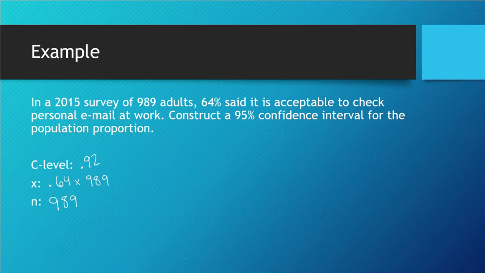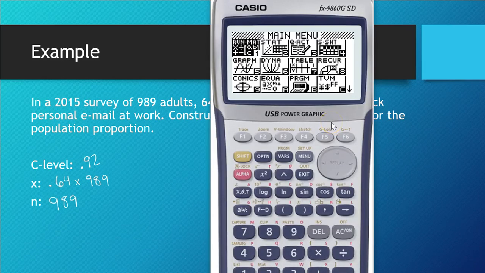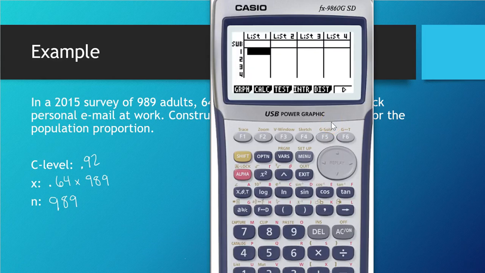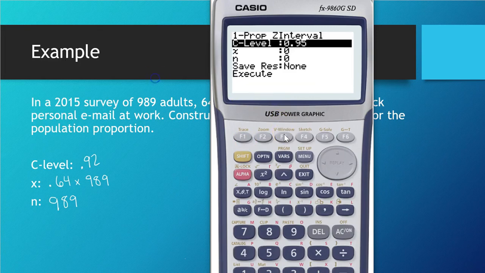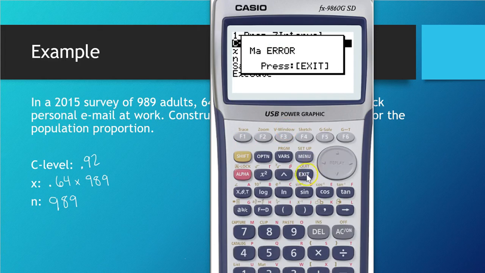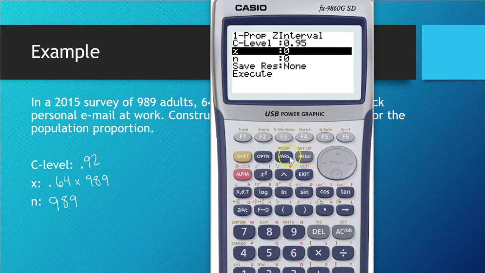So let's grab our calculator. All right, so just like before, we're in menu and stat. Okay, we want interval still, so F4, Z. And when here we've been picking one sample, now we're going to pick one proportion. Okay, so my confidence level is 0.95. My X, I'm going to go ahead and type that math right in there. So 0.64 times 989. And then N is 989.